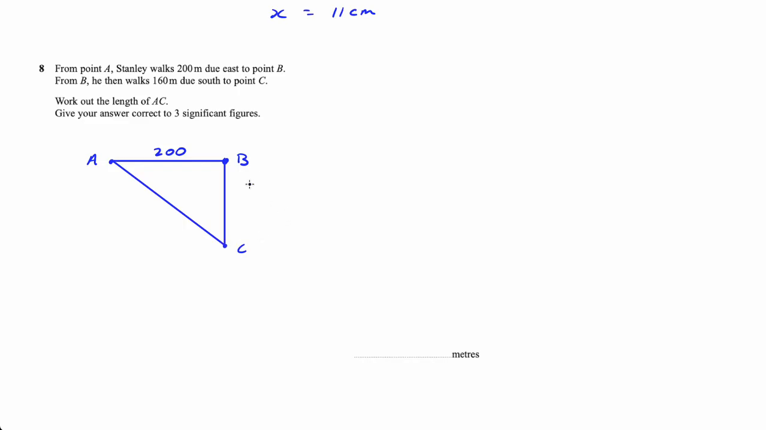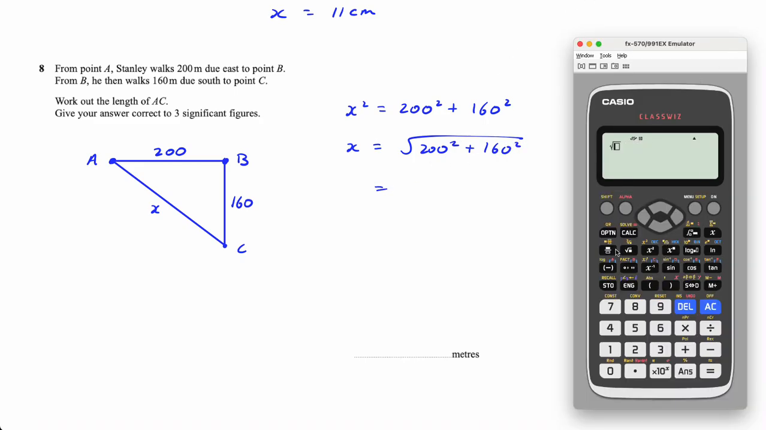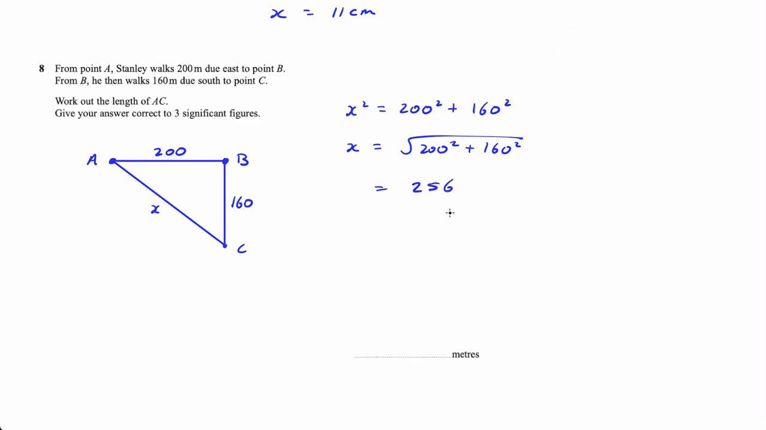Okay, so this is 160. That is 200. Let's call this x. Now I can just say, guys, x squared is equal to 200 squared plus 160 squared. x is equal to the square root of 200 squared plus 160 squared. And I get this, 3 significant figures he wants, guys. So it's 256 to 3 significant figures. So that's 256 meters. Okay, that's Pythagoras' theorem, guys.